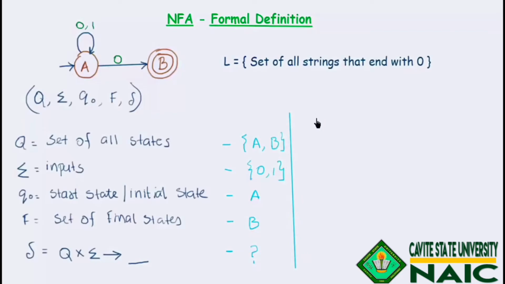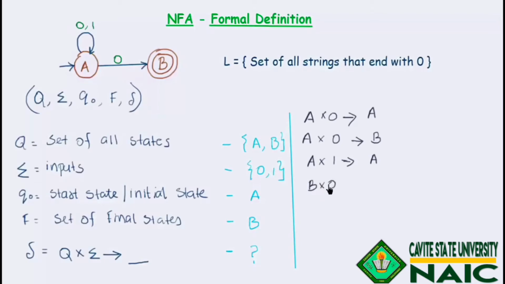Okay, so when we try to find this out, let us try to do some exercise. Let us check for state A. State A, on getting input 0, where does it go? It goes to state A itself, and state A, on getting input 0, it also goes to state B. Alright, and let's see when state A gets input 1, what happens. When state A gets input 1, it goes to state A itself, right? And that's it for state A.